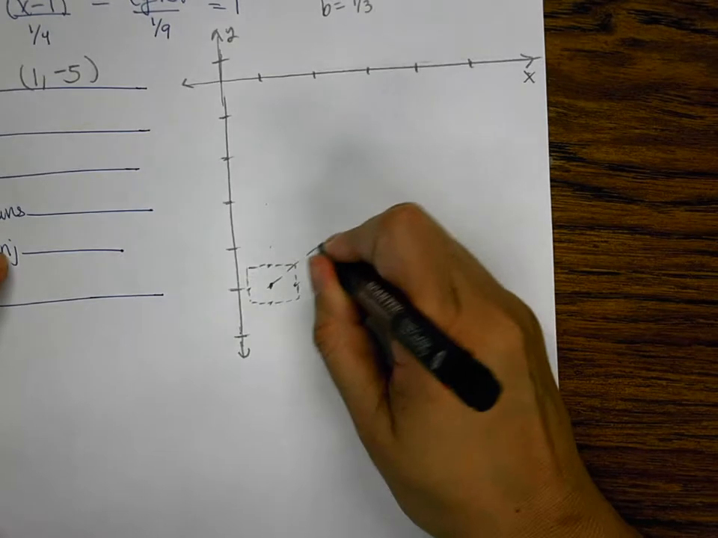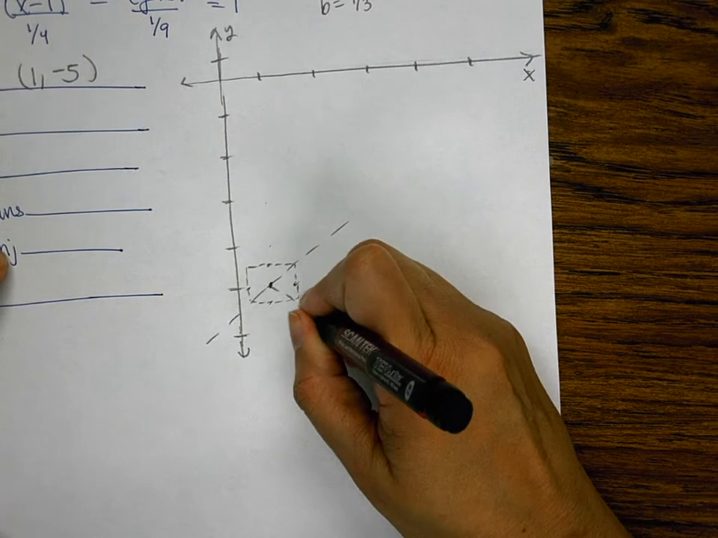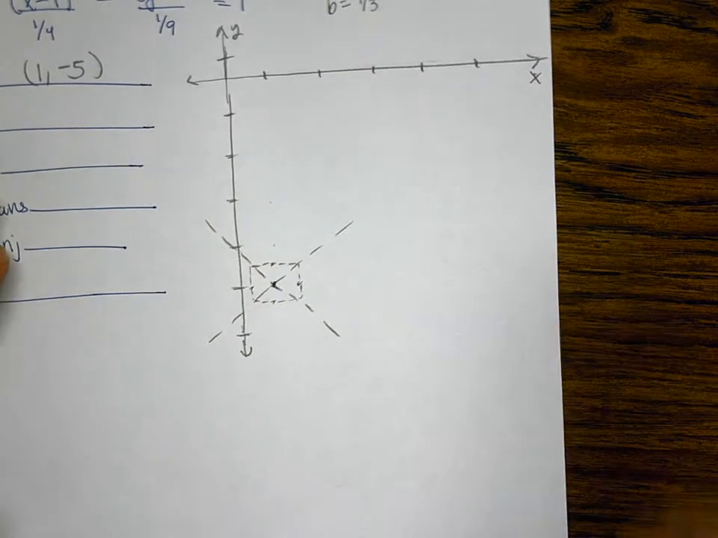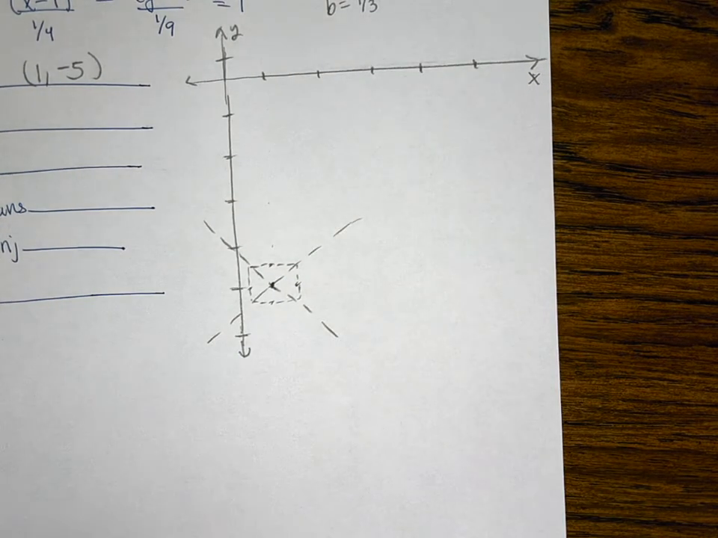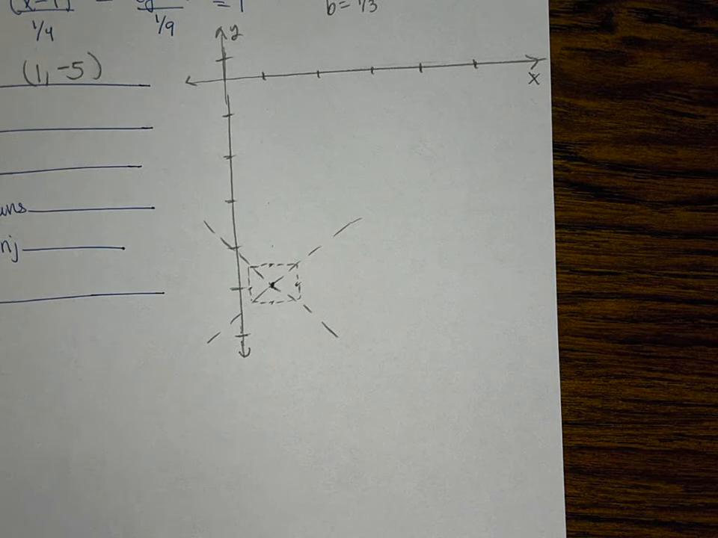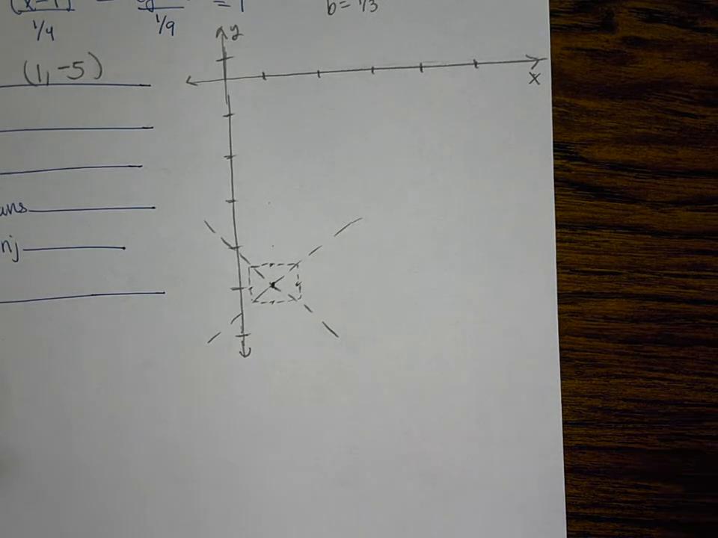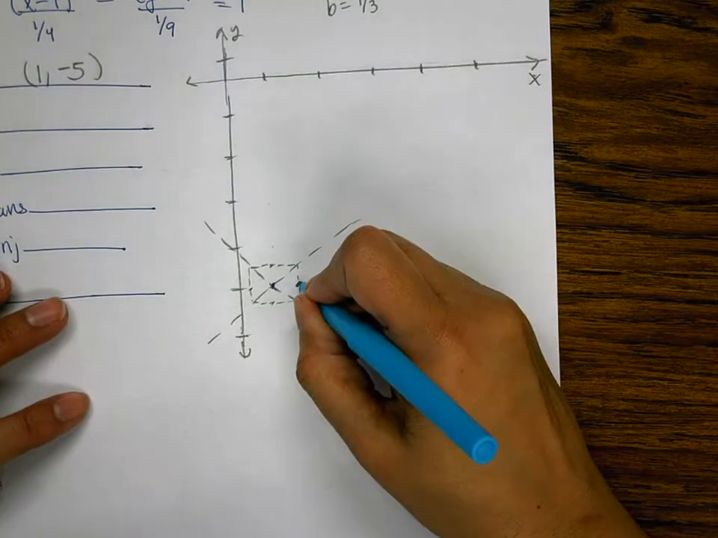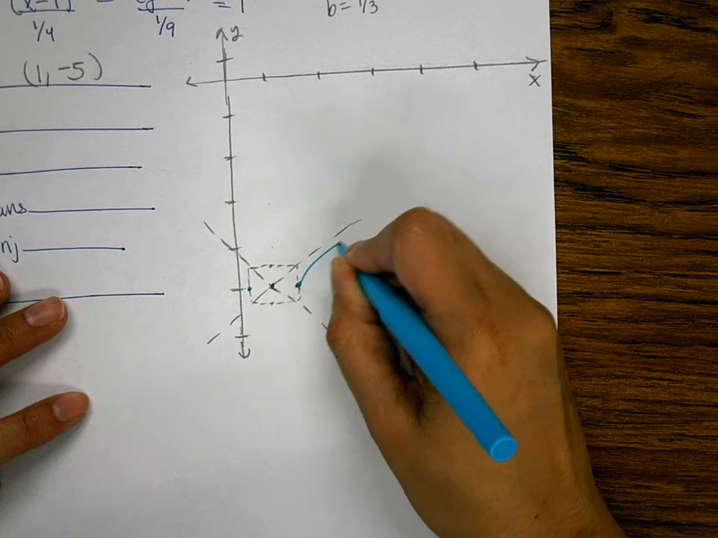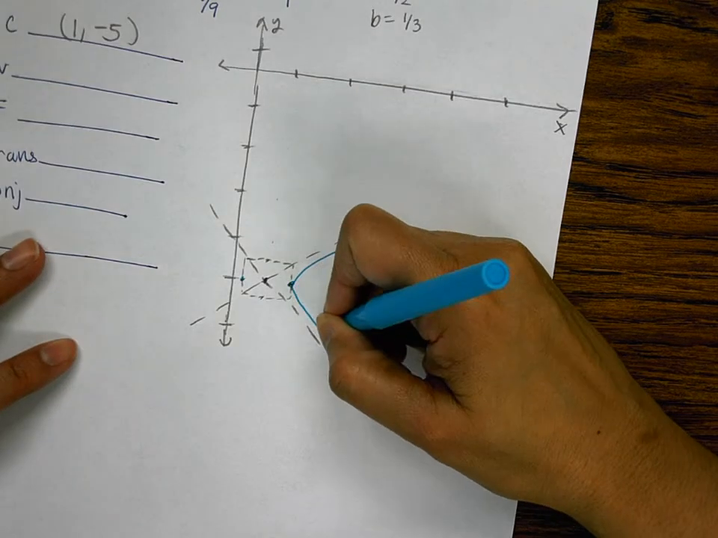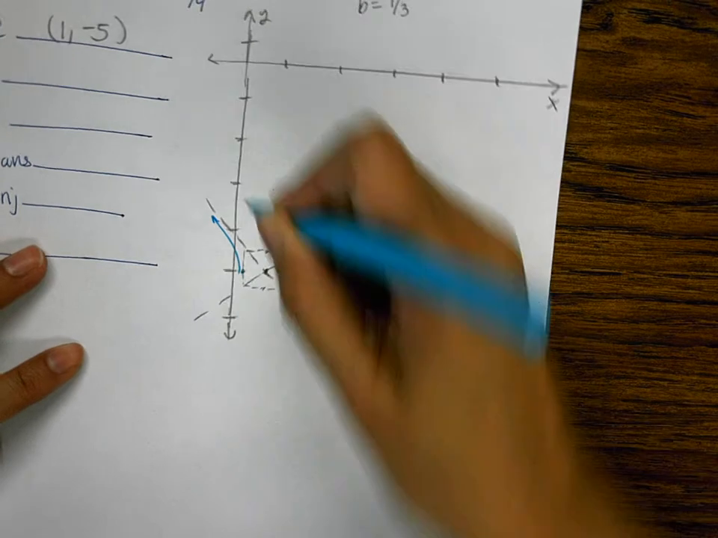And then you make your diagonals, which are going to be our asymptotes. And because the x comes first, that means it's going to open right and left. So from these two dots right there, going towards the asymptotes.